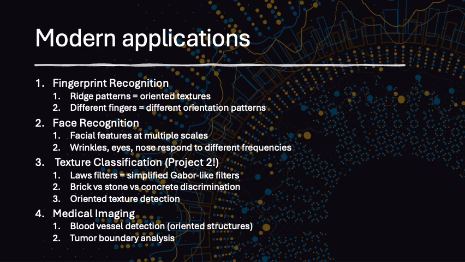In our second assignment, some of us used Laws filters, some of us implemented that for the extension, correct? Those are actually just simplified versions of the Gabor filters. They help distinguish brick from stone or brick from concrete based on the texture patterns. Medical imaging uses them for blood vessel detection and tumor analysis. The uses of Gabor filters are widespread and they're very effective in their fields.